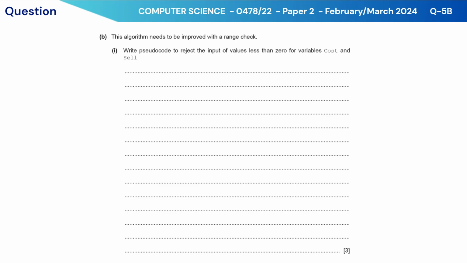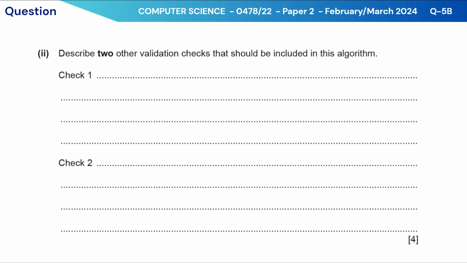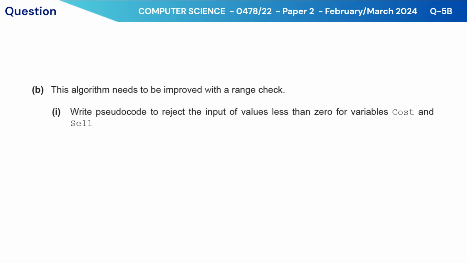Part 1. Write pseudocode to reject the input of values less than 0 for variables cost and sell. Part 2. Describe 2 other validation checks that should be included in this algorithm. We have already analyzed the question in Part A, so I recommend to see the video for Part A. Now we shall first focus on Part 1 of question 5b.